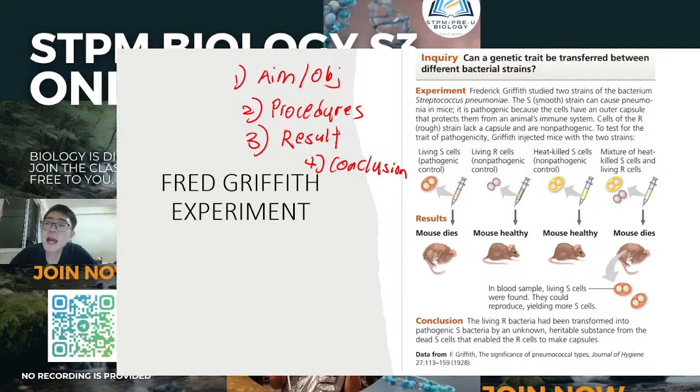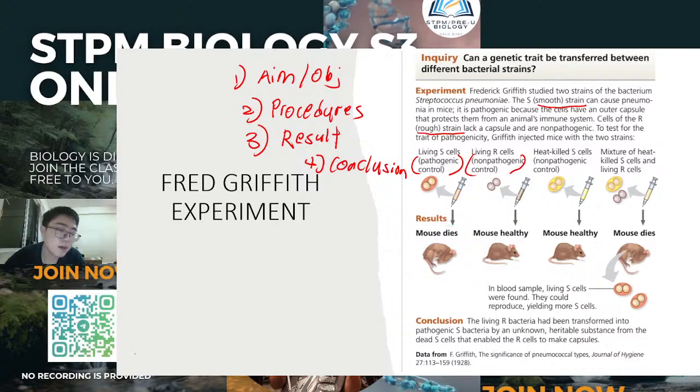There are two strains you need to know: S cells and R cells. S is the smooth strain, and R is the rough strain. The S cell is pathogenic, and the R cell is non-pathogenic. If they did the experiment separately, and the mouse is injected with the pathogenic bacteria, then the mouse will directly die.